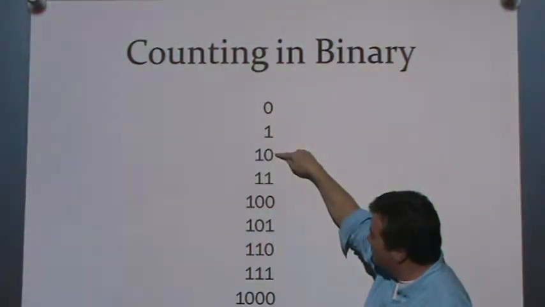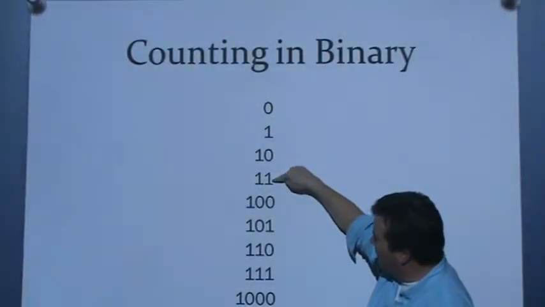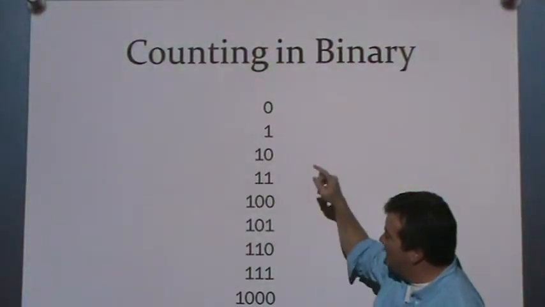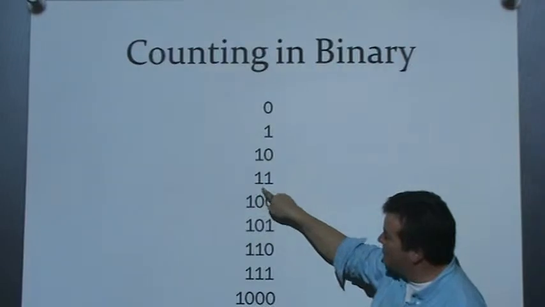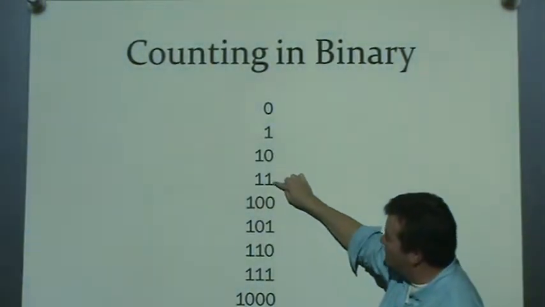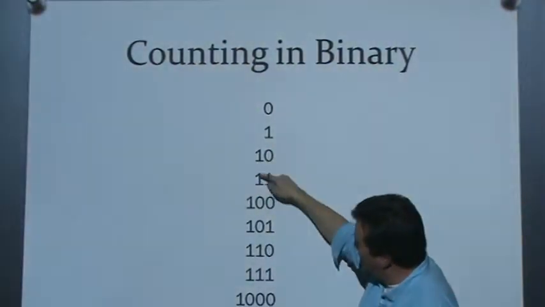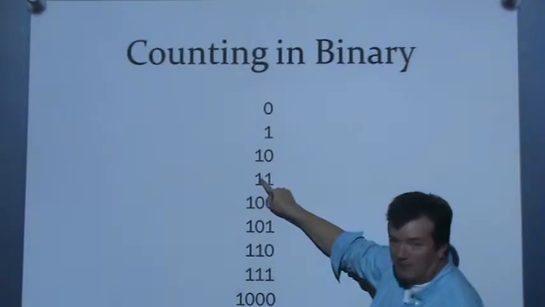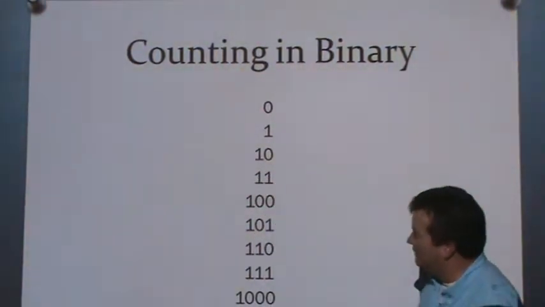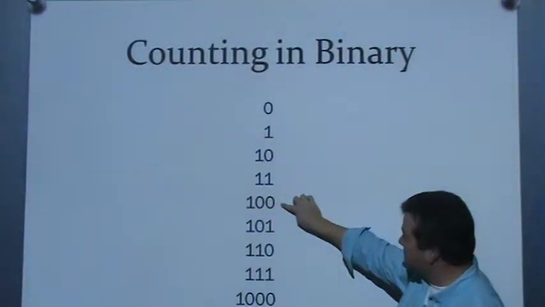Now what comes after two? Well, this is not the maximum symbol, so we can just make that a one. So this is three in binary. And now what comes after this one in binary? Well, this symbol is the maximum symbol, so we reset this one to zero and add one to this one. Adding one to this one, this is the maximum symbol, so this gets reset to zero, and we add one to the next column. So this is a four in binary.